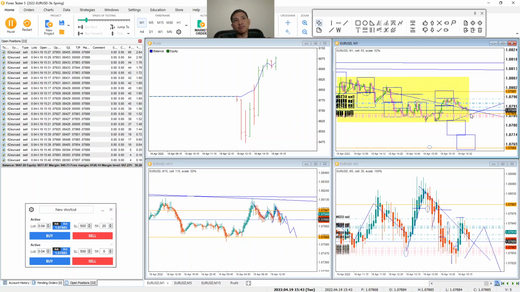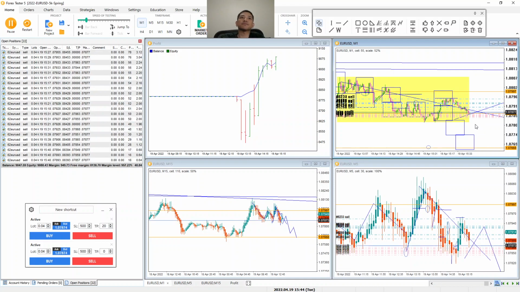And because it's stair stepping down slowly, I trust that it will break more. Because you can see when it went fast like that, it got rejected. But when it's stair stepping down like this, slowly drifting, it's definitely breaking.